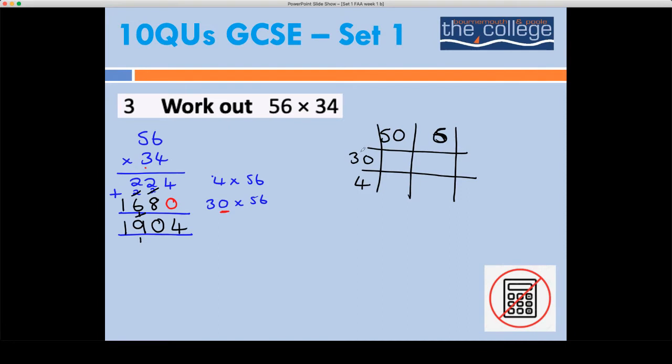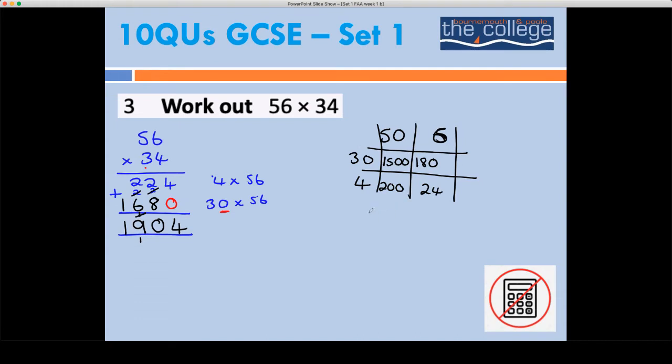So 3 times 5, let's just pretend those zeros aren't there. 3 times 5 is 15. I have drawn my grid rather small here. And then put the 2 zeros back on, because you're actually doing it 10 times 10 bigger. 3 times 6 is 18. Okay, but it's 10 times bigger, so 180. 4 times 5 is 20, but 10 times bigger. And then 4 times 6 is 24.